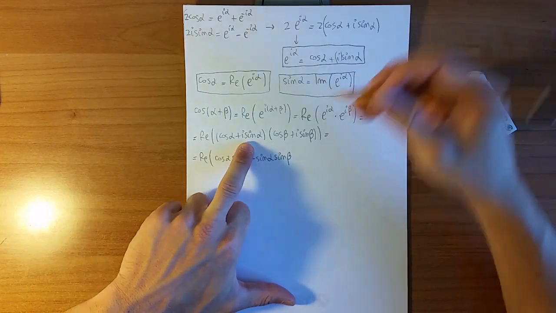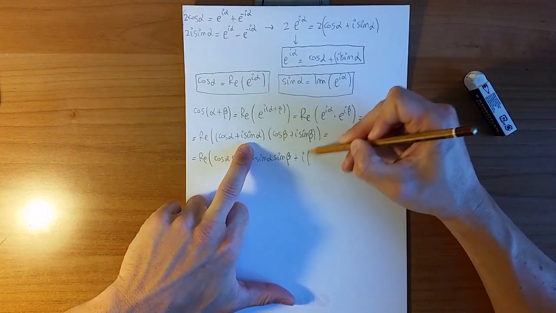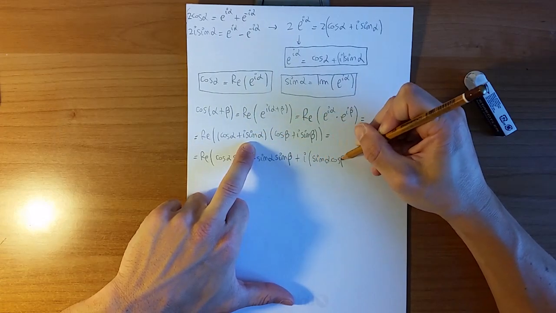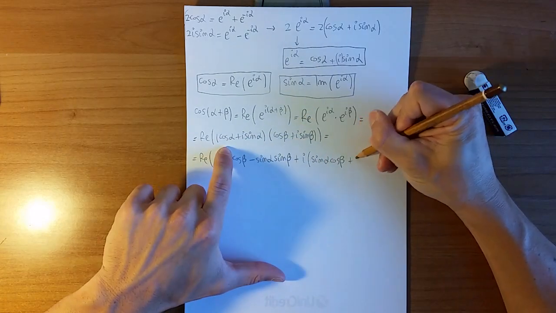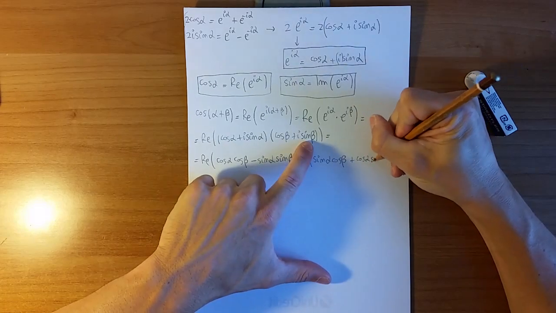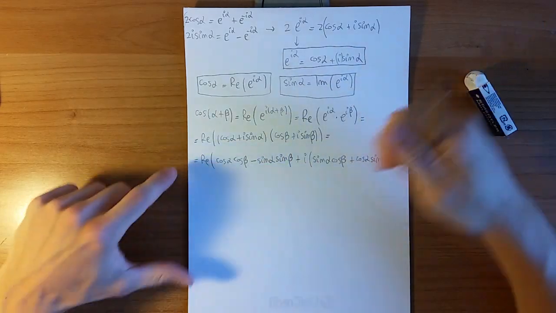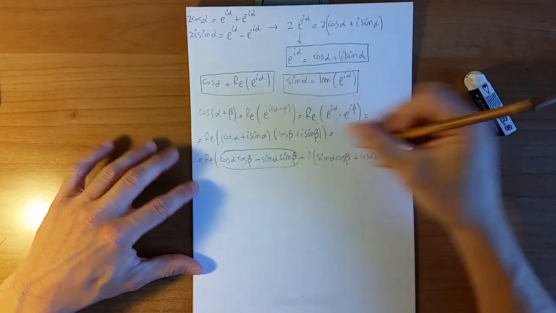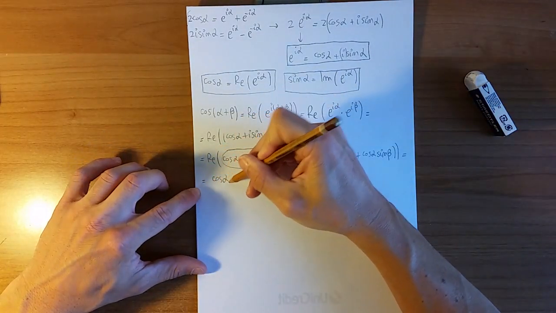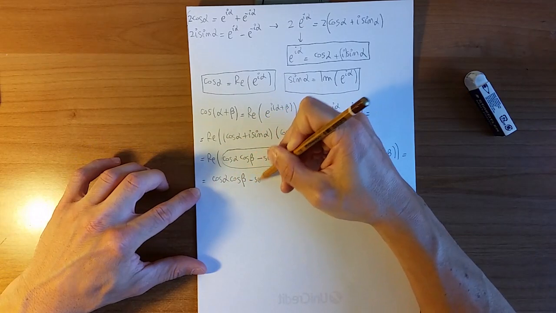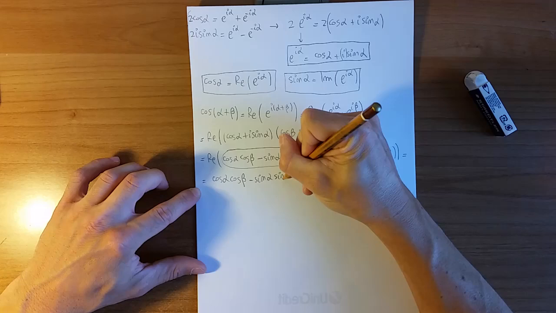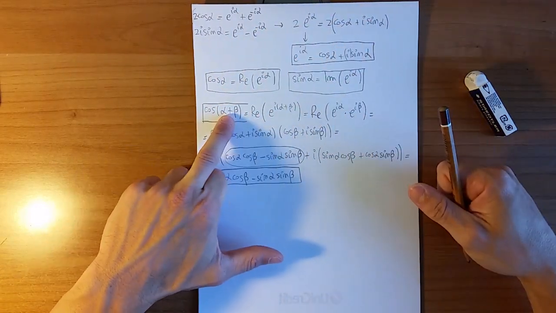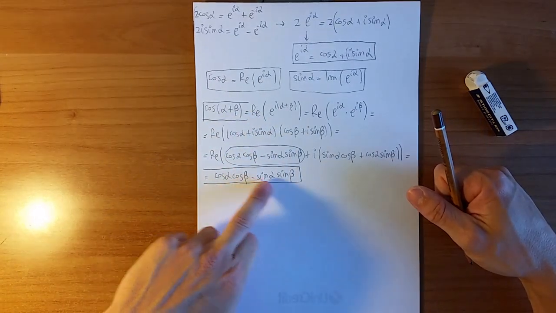And then we have cross terms, which are multiplied by I. We have I times sin alpha cosine beta plus cosine alpha times sine beta. But we need the first part, because we have to take the real part of this. So the expression just becomes equal to cosine alpha cosine beta minus sine alpha sine beta. So this is the formula: cosine of alpha plus beta equals cosine alpha cosine beta minus sine alpha sine beta.